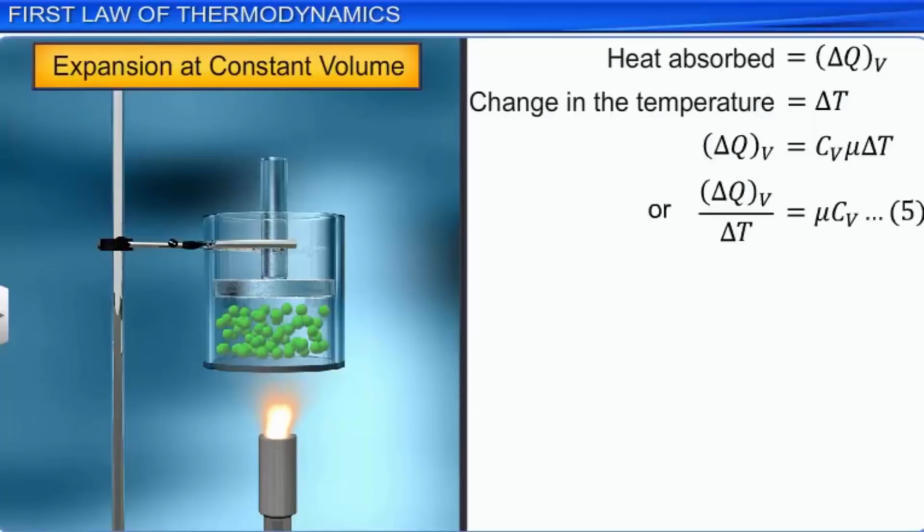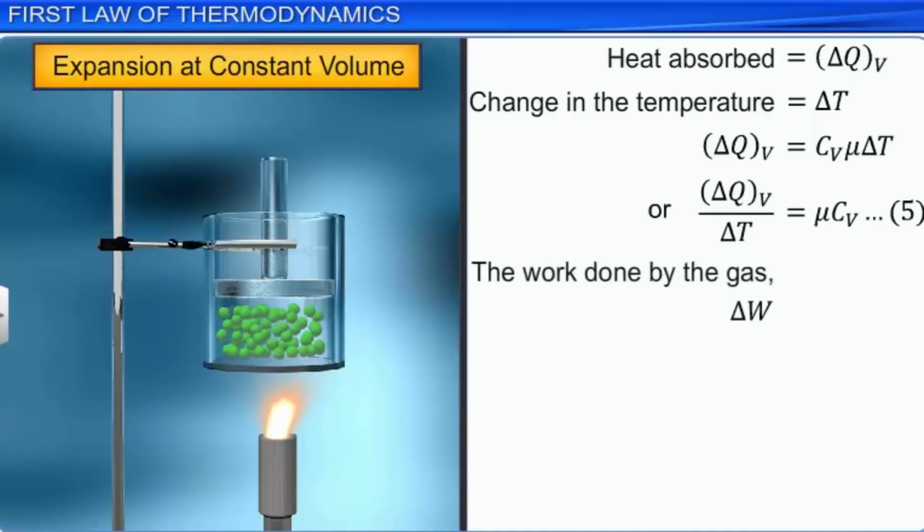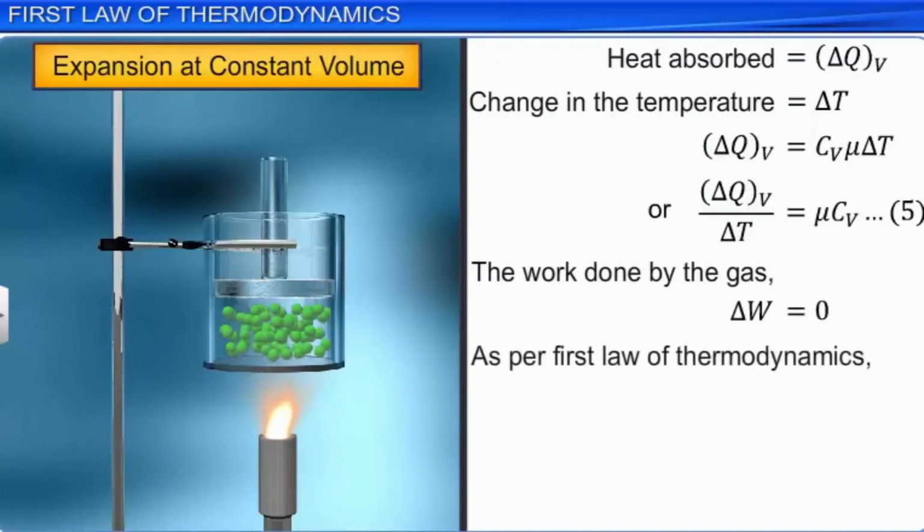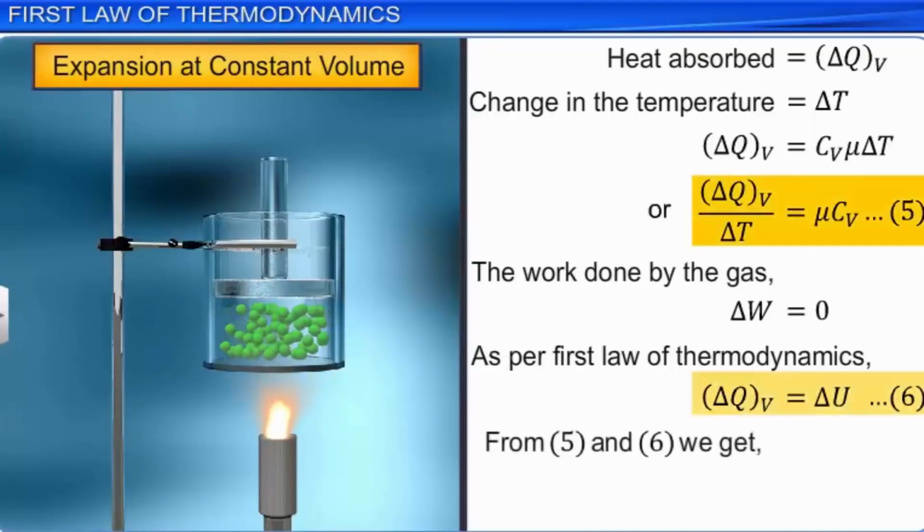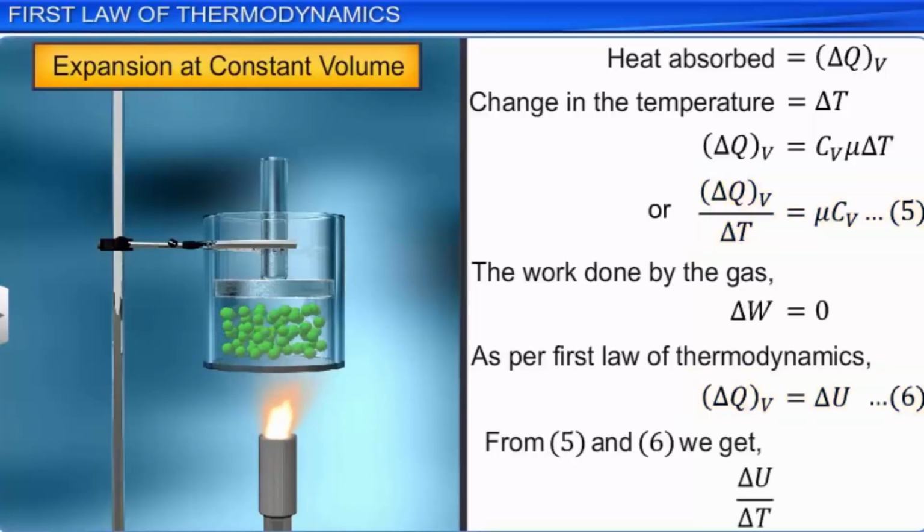But at constant volume, the work done by the gas delta W is equal to 0. According to the first law of thermodynamics, delta Q is equal to delta U plus delta W. As delta W is 0, we have delta Qv is equal to delta U. Let this be equation 6. From equations 5 and 6, we get delta U by delta T is equal to mu into Cv. Let this be equation 7.